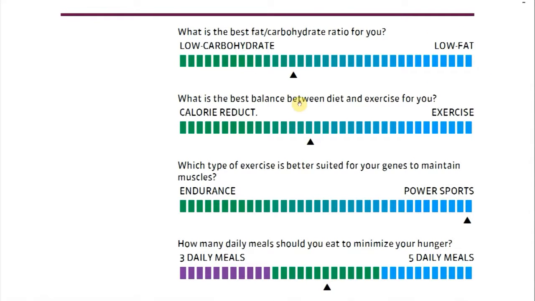All right, so the next question, what is the best balance between diet and exercise for you? Diet meaning calorie reduction or exercise. This is actually a very important part of the program. Scientific studies have shown that if two friends go to a gym and they do the same exercises every second day, the difference in weight loss might be up to threefold. So one person might lose 3 times more weight than the other person.